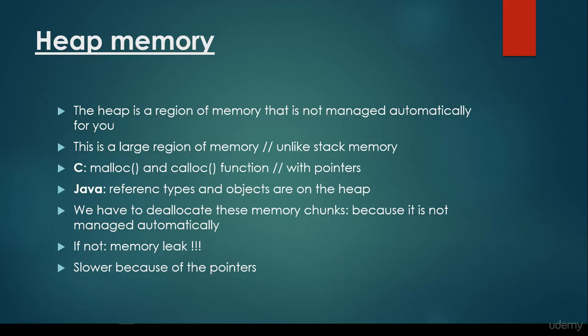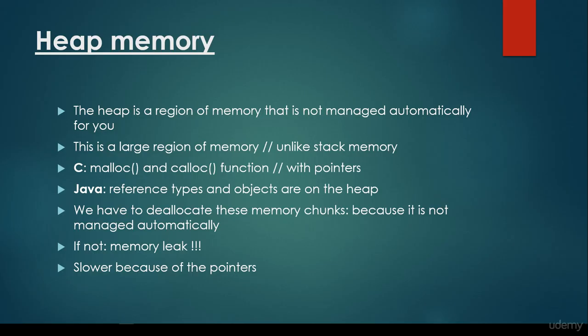For example, when we would like to store a huge matrix, of course we are going to be able to store this huge data in the heap memory, because, I don't want to repeat myself over and over again, the size of the stack memory is limited. The stack memory is faster than heap memory, but the size is limited. In Java, reference types and objects are on the heap. So whenever we instantiate a class and we create an object, it's going to be added to the heap memory. We have to deallocate these memory chunks in C or C++, for example, because it is not managed automatically.